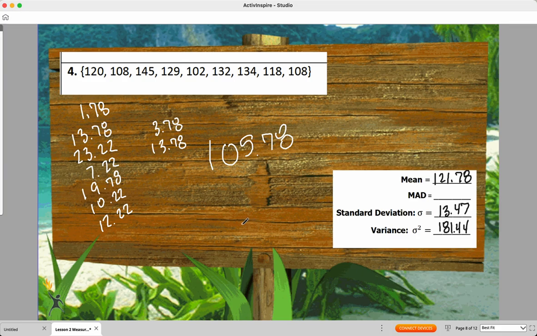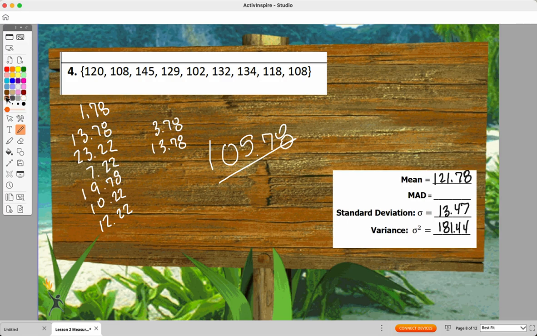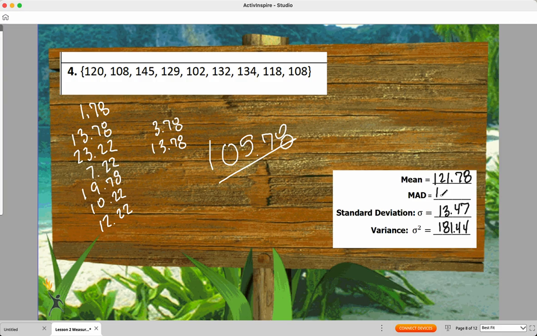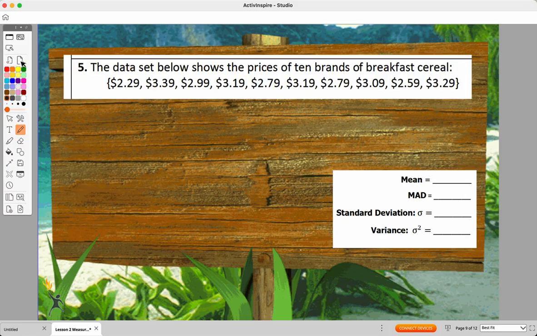Okay. So I've got all my data in, and I'm going to divide that by 9 this time because I have 9 different data points. And I get a mean absolute deviation of 11.75 repeating, but we don't need the repeating. So that's our mean absolute deviation. All right, go ahead and take a look at these, and we'll see what we come up with.